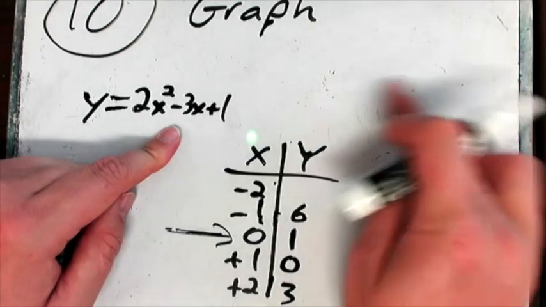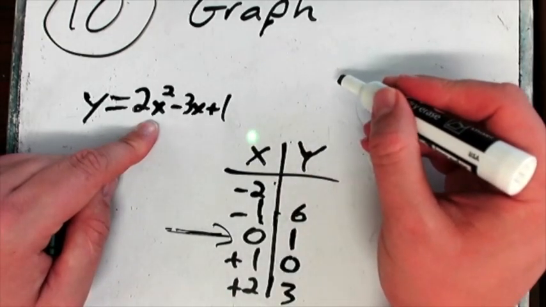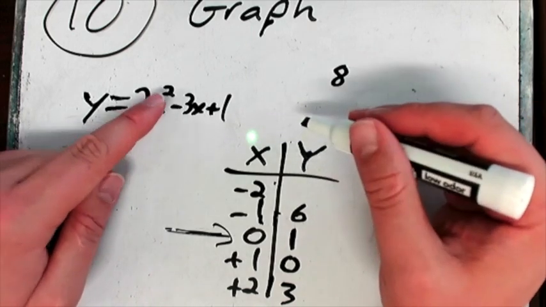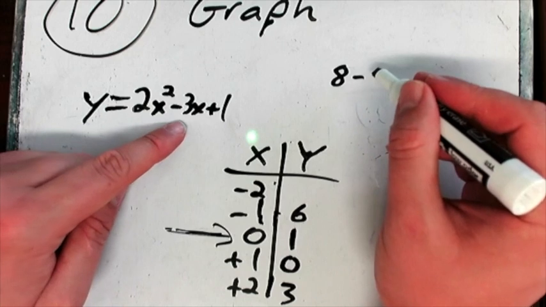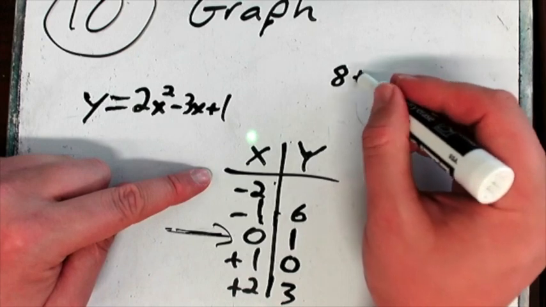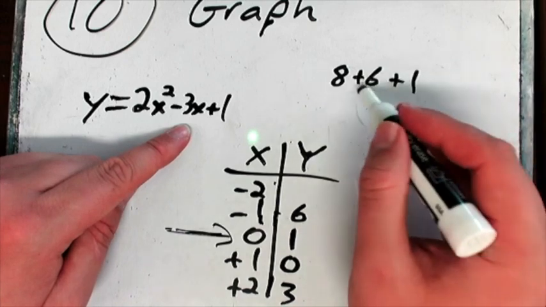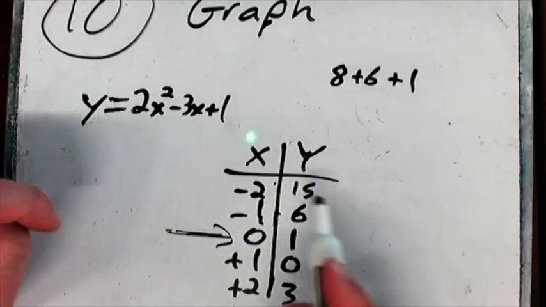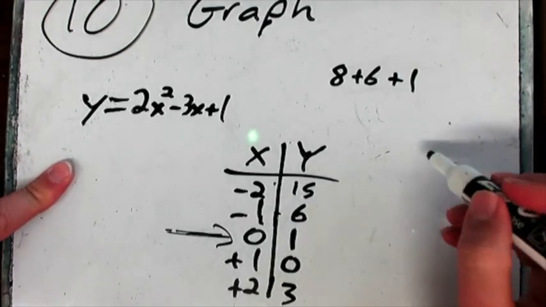Okay, so we got minus 2 now. Minus 2 squared is positive 4, times 2 is 8. So I'm plugging that into there. Minus 3 times negative 2 is positive 6. So that actually turns into a positive. And then plus 1: 8 plus 6 is 14, plus 1 is 15. I got 15 there. So clearly something wild and weird has happened in here.